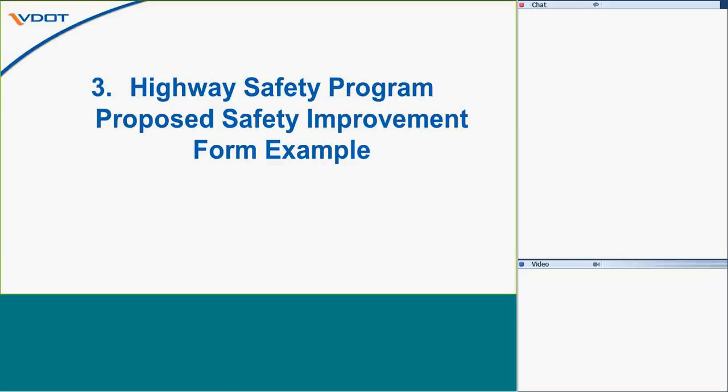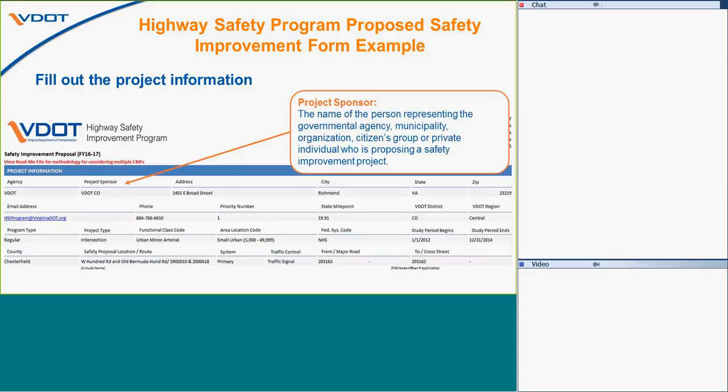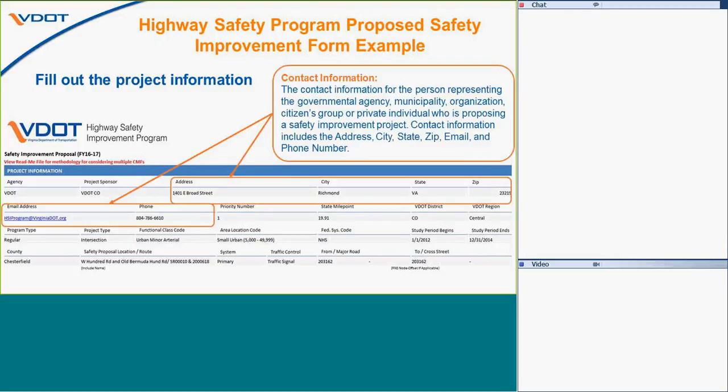Now what we're going to do is take a few minutes to go through an example of how you would fill out the benefit cost ratio form. These first few slides I'm going to step through very quickly because it's basically just some of the background information. You see here, you enter the agency information. In the next part, you enter the project sponsor, who is requesting the project. The address and contact information are then entered.